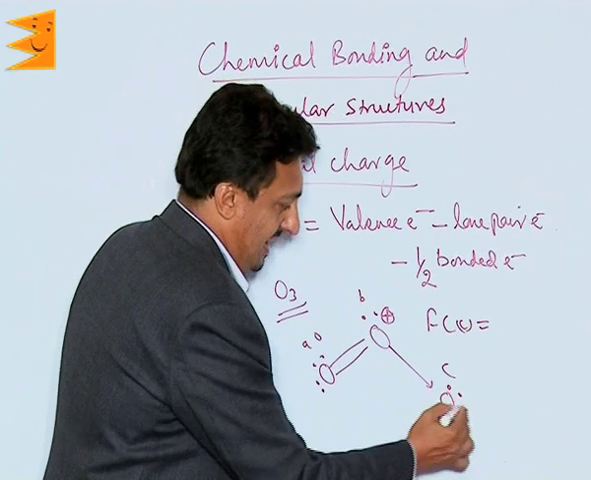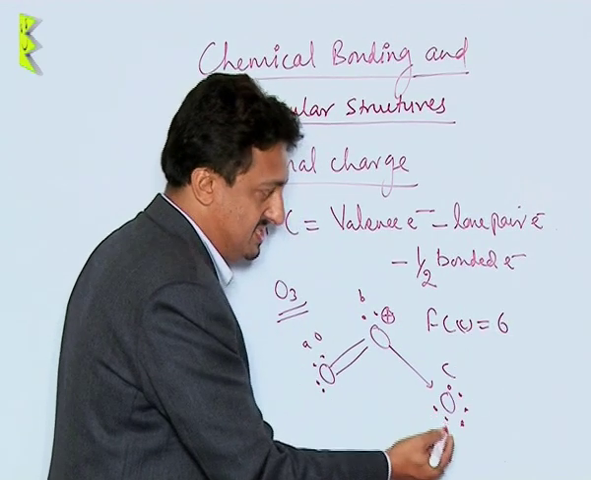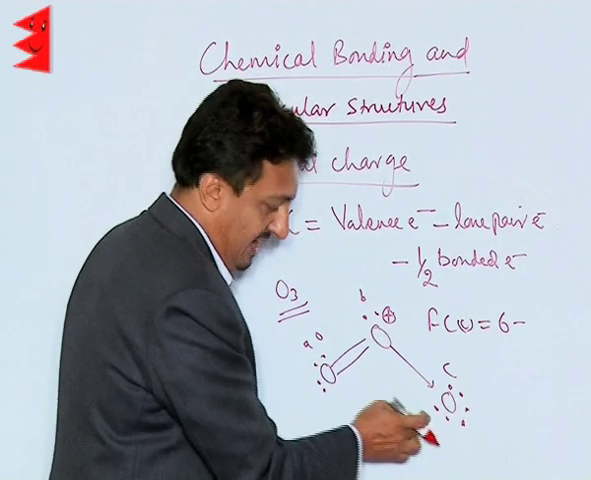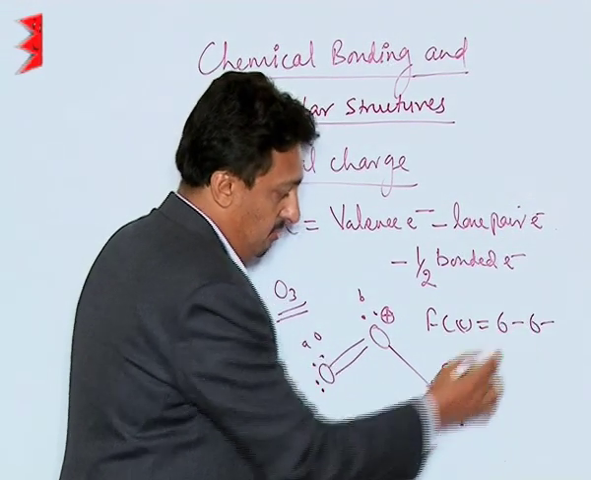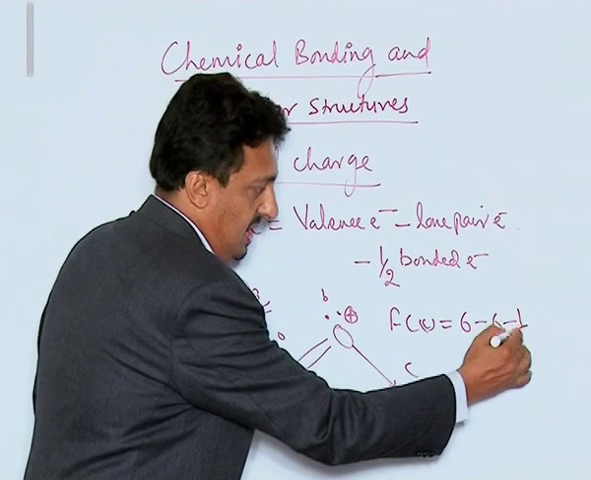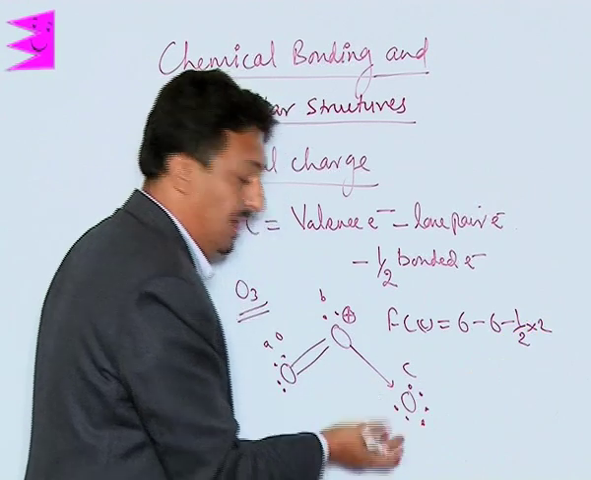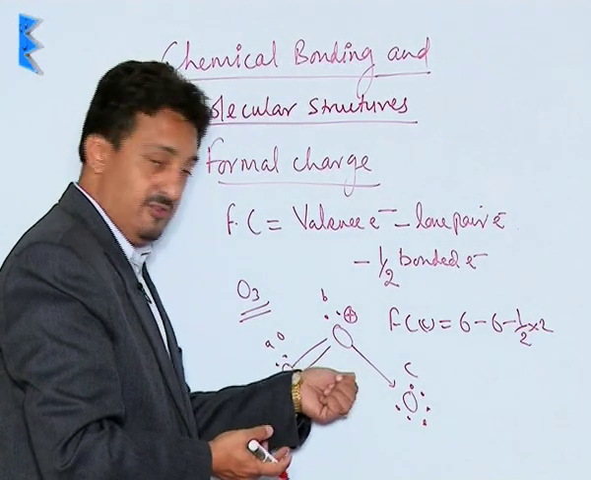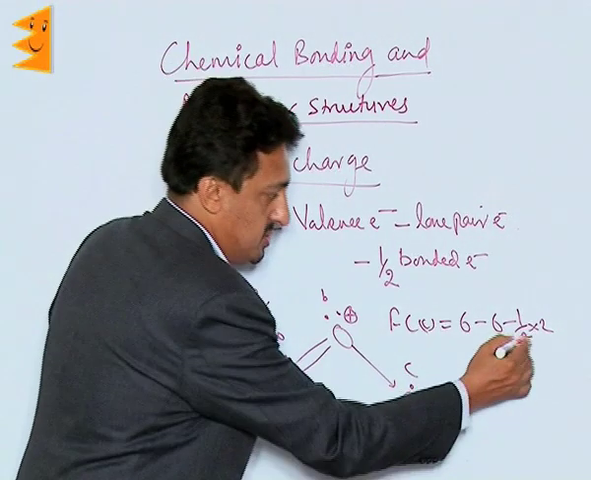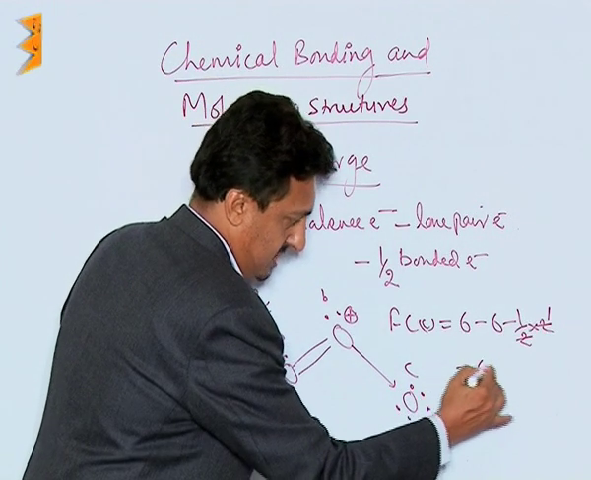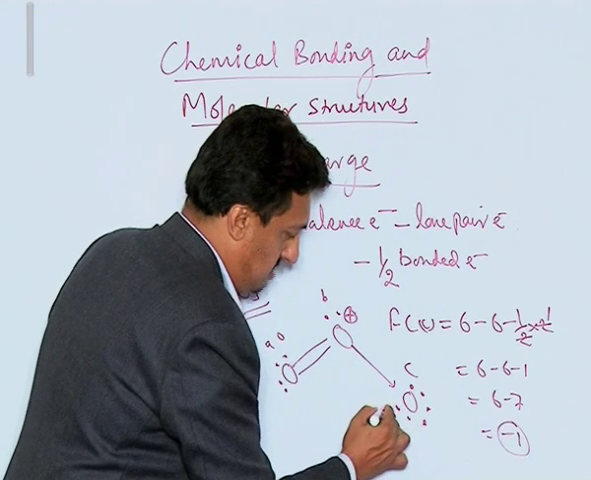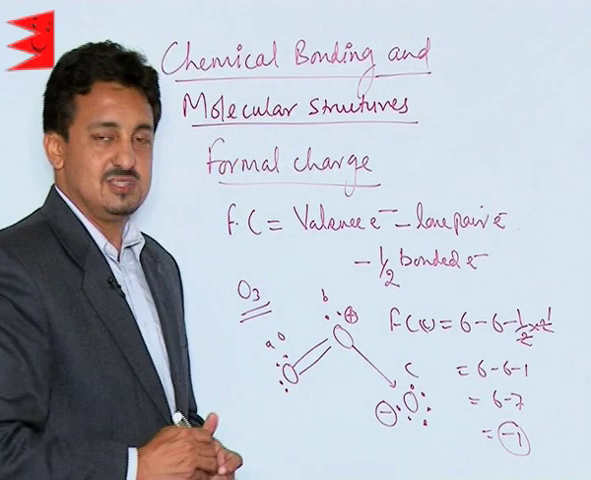Now let us see the formal charge on the C oxygen atom. The valence electrons of oxygen are always 6, minus how many lone pair electrons? 1, 2, 3, 4, 5, 6. So 6 lone pair electrons, and then half of the bonded electrons. It is half of 2 because it is forming only one bond. The other one was forming 3 bonds, so it was 6, and this one is forming only one bond, so half of 2, which is 1. So it's 6 minus 6 minus 1, which is 6 minus 7, making it minus 1. That's why this acceptor has a minus charge.